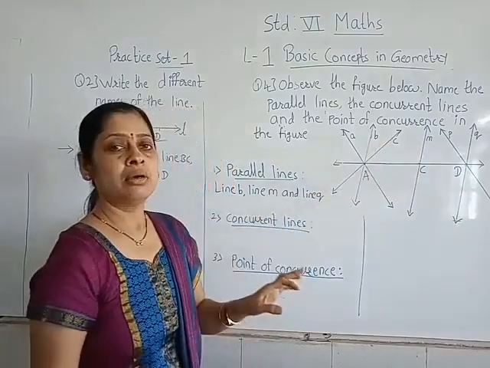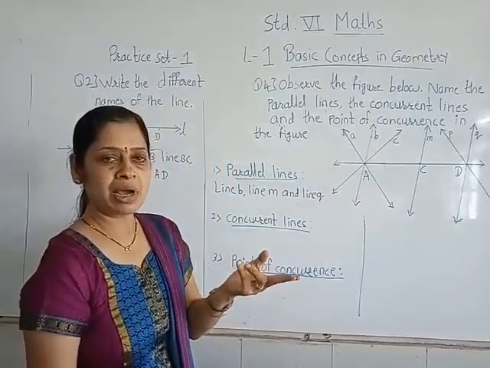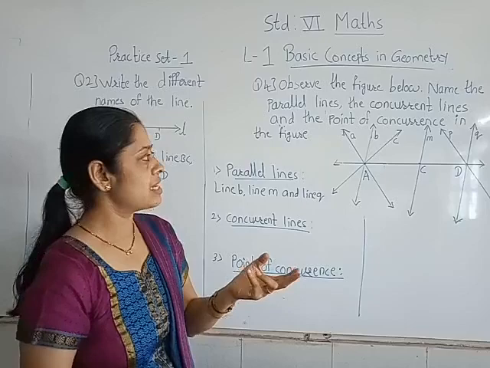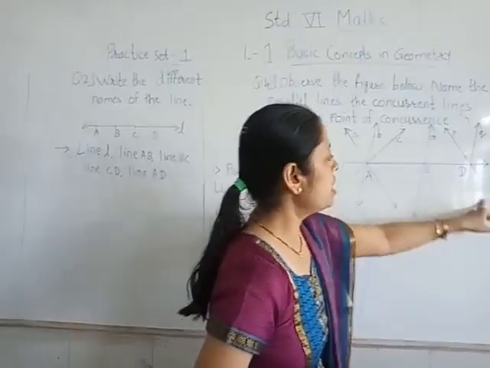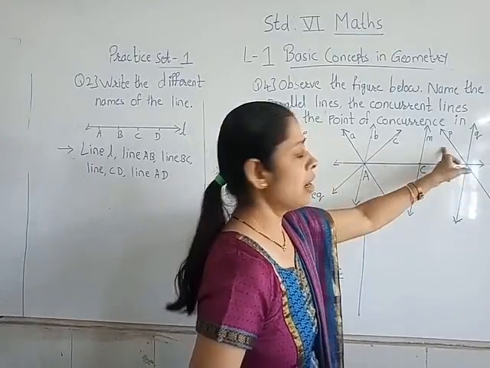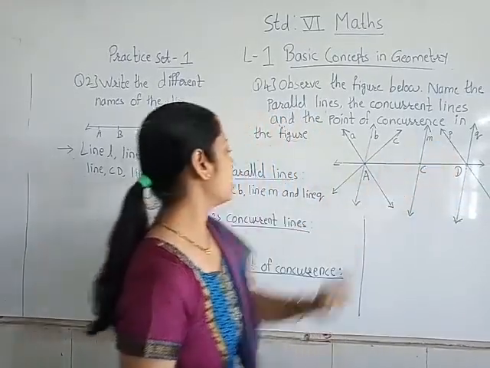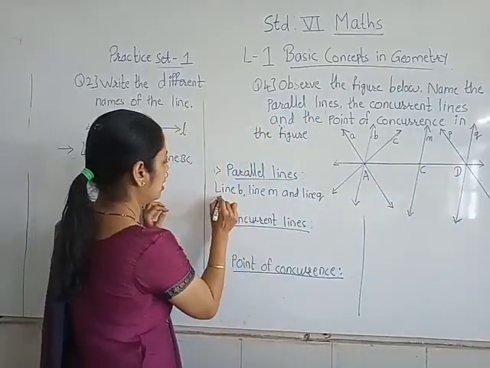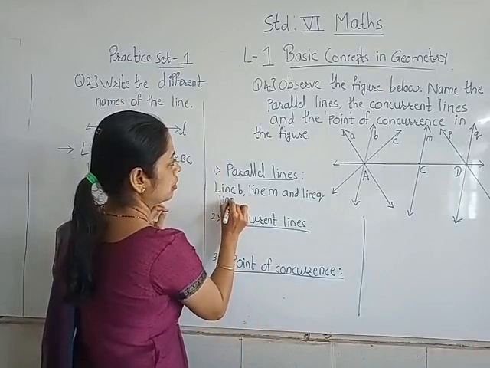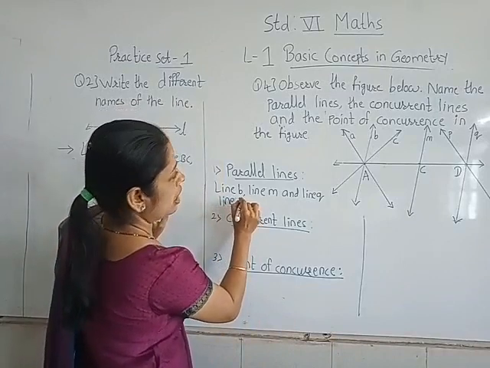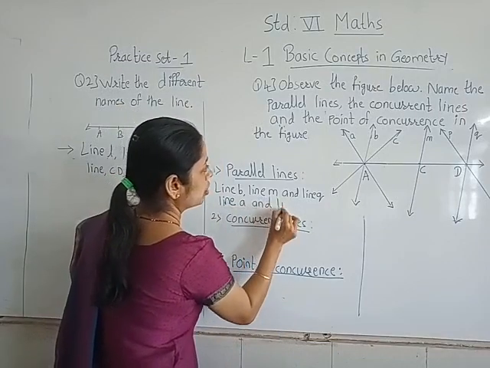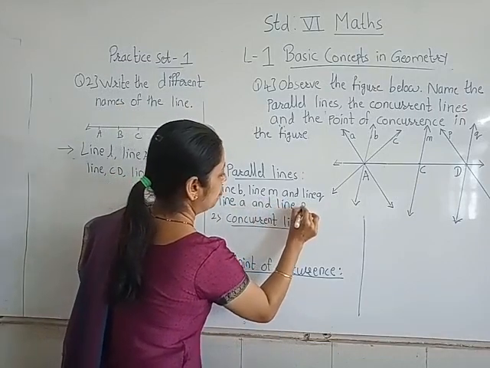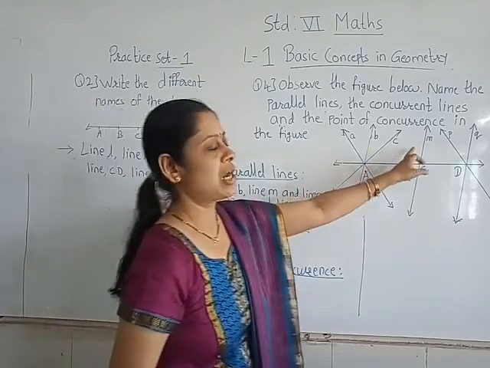Now tell me which is the second set of parallel lines? Yes, line A and line P. These two lines are parallel to each other. So write down line A and line P are parallel lines.